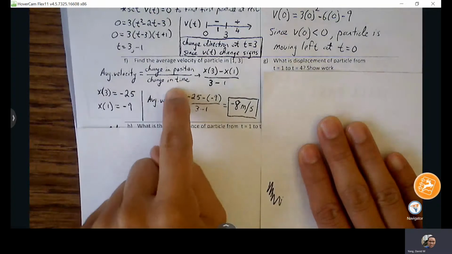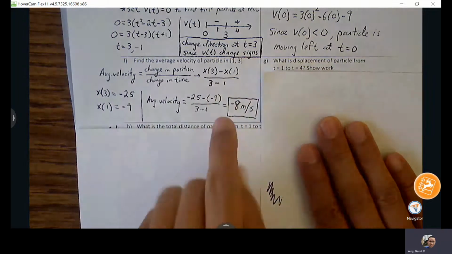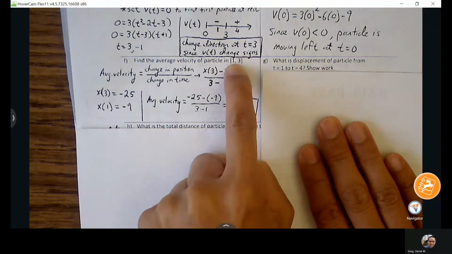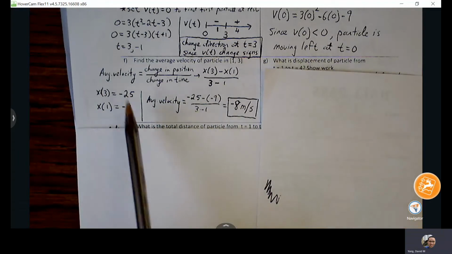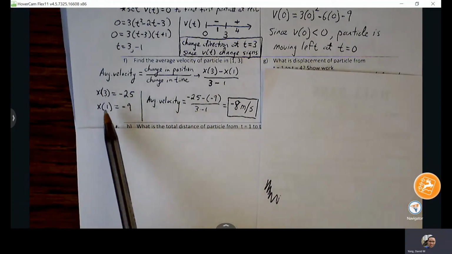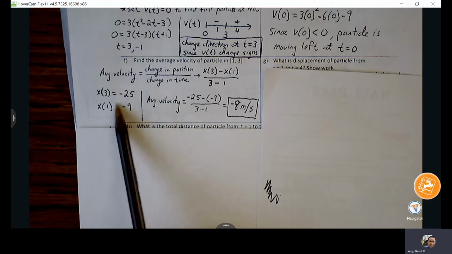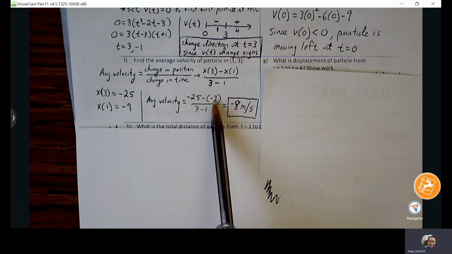Average velocity is change in position over change in time. So we just find the slope between 2 points on our position function. So x of 3 minus x of 1 over 3 minus 1. If I ask you for average velocity, I have to give you 2 points, right? So we find the ordered pairs, or we find the positions at these times. X of 3 equals -25, x of 1 equals -9. Simply find that by inserting into the original position function. And now we're ready. -25 minus -9 over 3 minus 1.